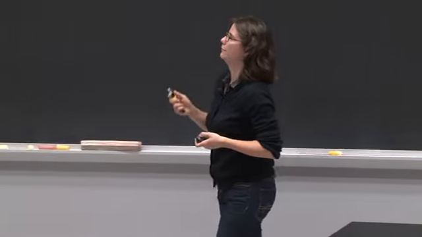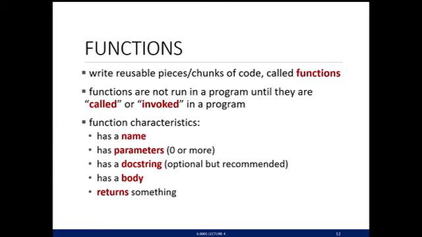So these are some of the function characteristics, and we'll see an example on the next slide. A function is going to have a name, right? You have to call it something. It's going to have some parameters. These are the inputs to the function. You can have 0 inputs or as many as you'd like. A function should have a doc string. This is how you achieve abstraction. It's optional but highly recommended, and this is how you tell other people how to use your function.